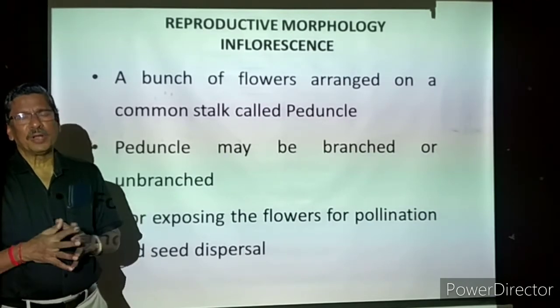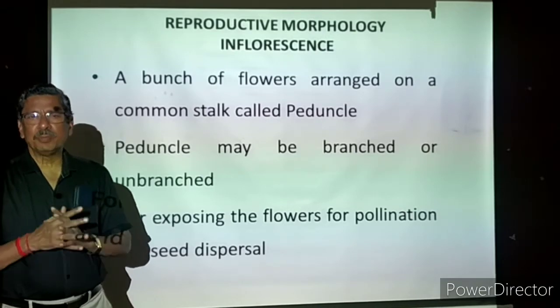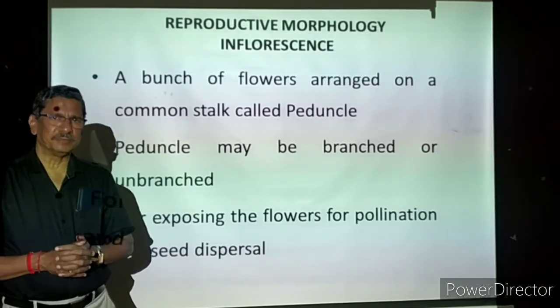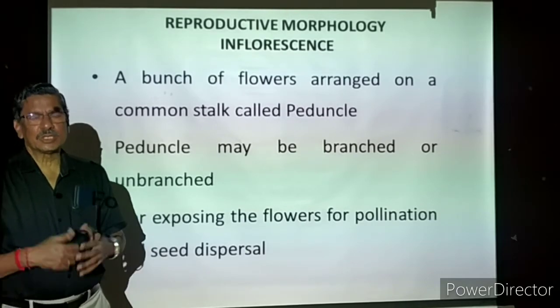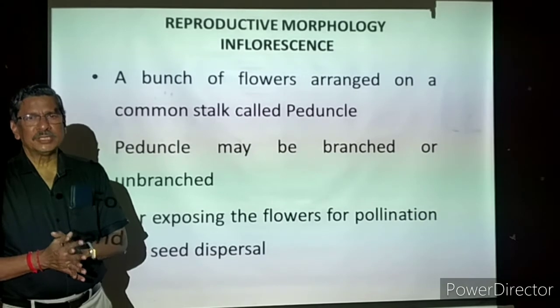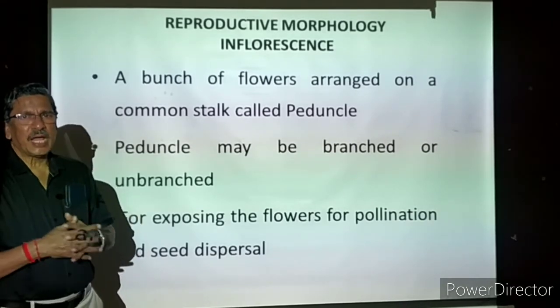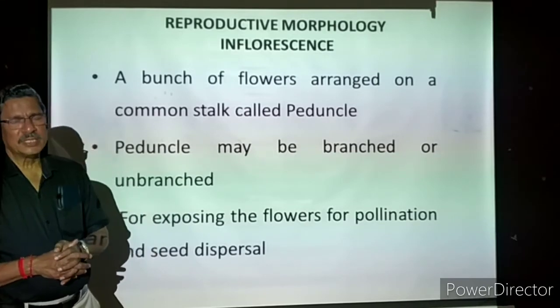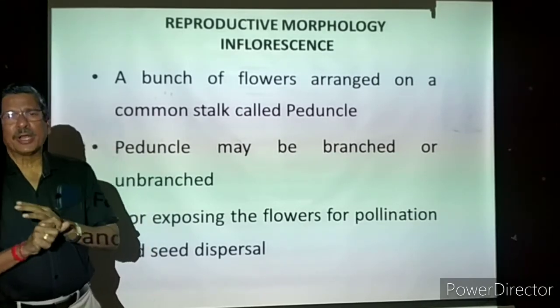So in the higher plants, there are certain reproductive structures. These structures are meant only for reproduction, multiplication of the individuals. That is called reproduction. Now, which are the parts that are involved in reproduction, we have to see. So in the higher plants, particularly the flowering plants, the inflorescence is the reproductive part.